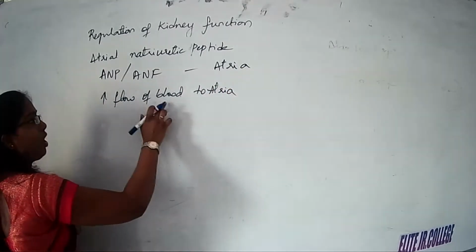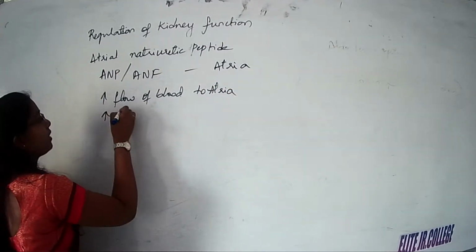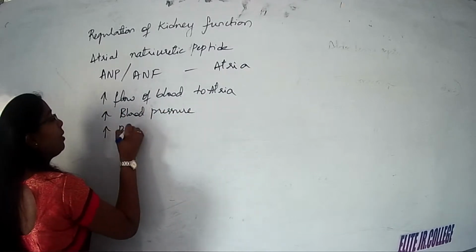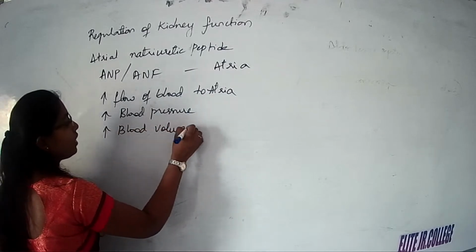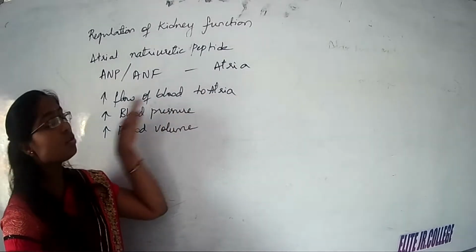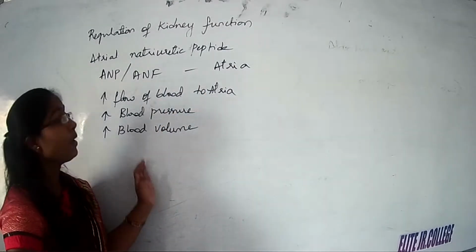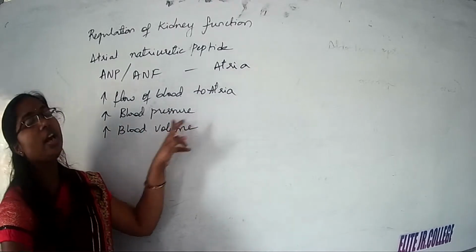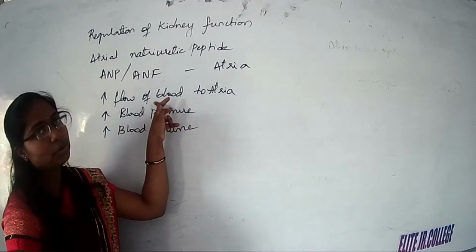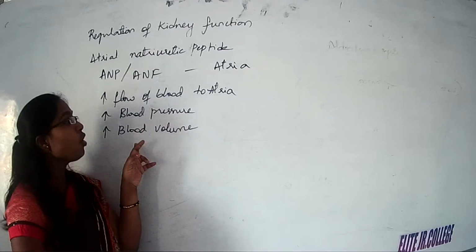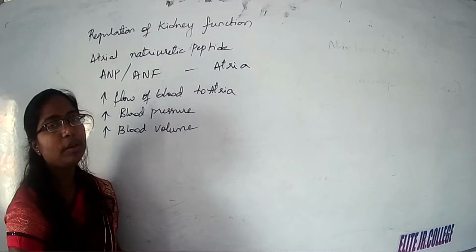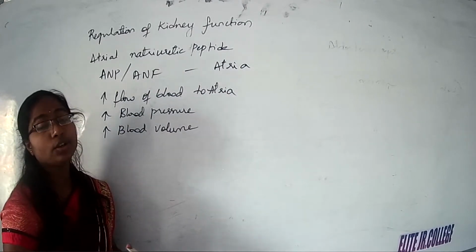The increased flow of blood to the atria is going to cause an increase in the blood pressure and an increase in the blood volume. All these conditions occur simultaneously. So whenever there is an increased flow of blood to the atria, or an increase in blood pressure or blood volume, atrial natriuretic peptide is produced from the atria.